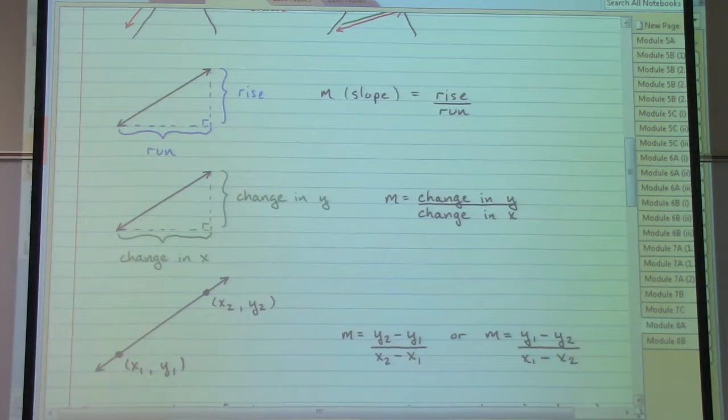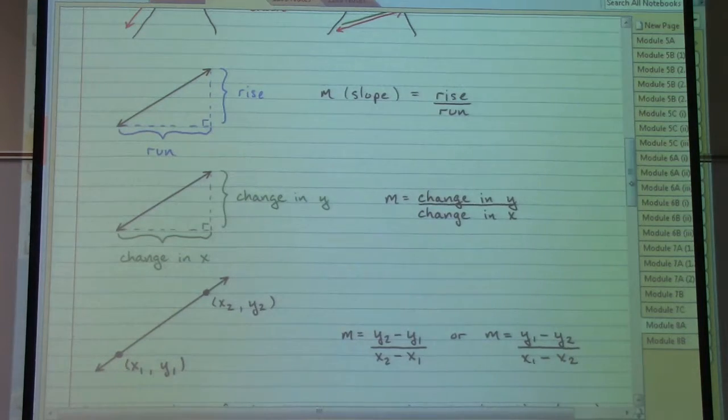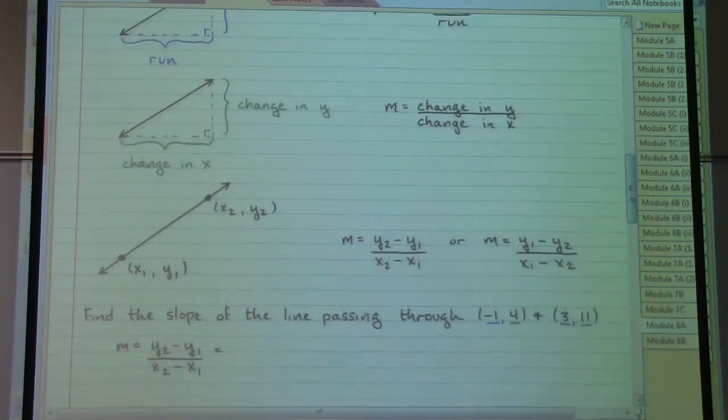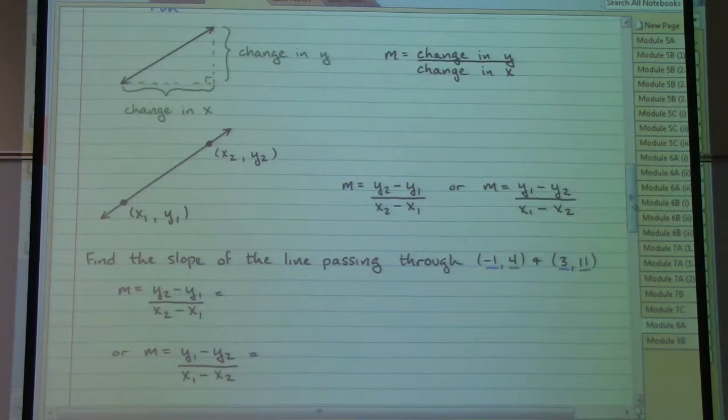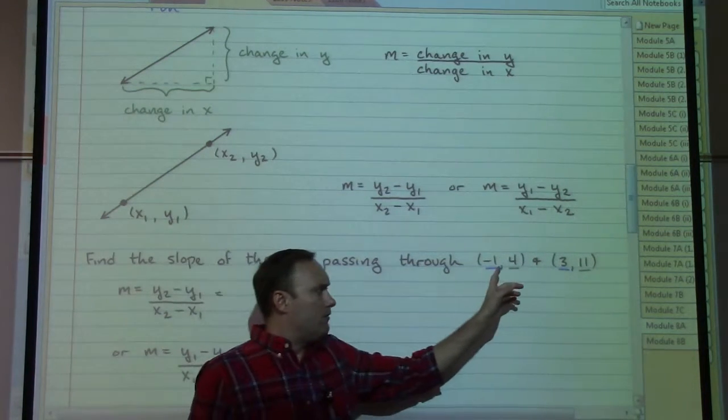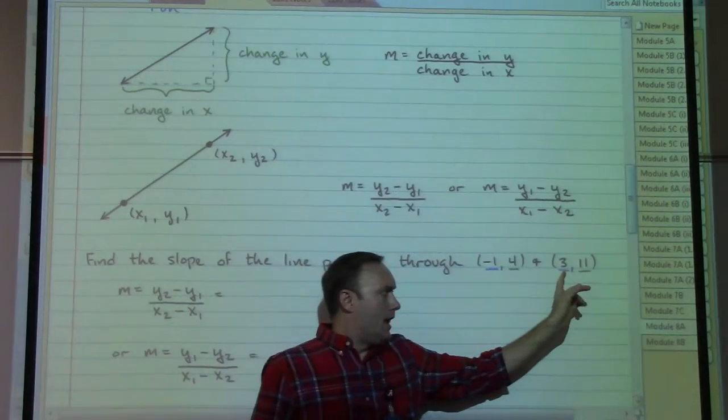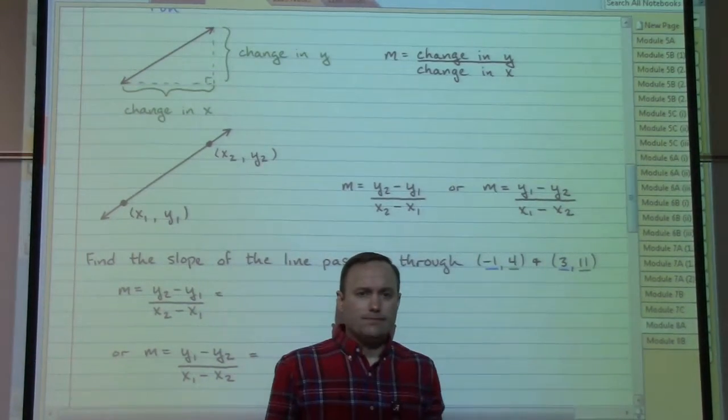And for our first example of using the formula, we can actually use each of those and show that we do in fact end up getting the same answer. So let's use the points (-1, 4) and (3, 11).